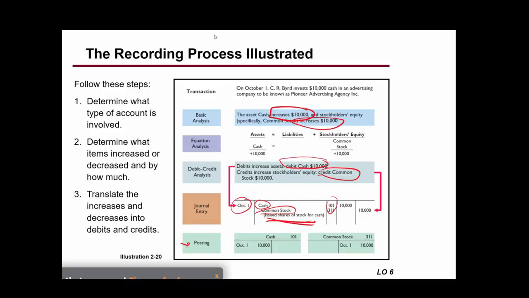And then the last part will be posting. This is where we post it to each account. The accounts that were involved in this case were cash and common stock. So on the left side of cash, on the debit side of cash, we put $10,000, and on the credit side of common stock, we put $10,000. Any questions?